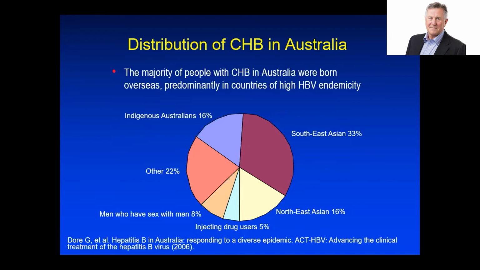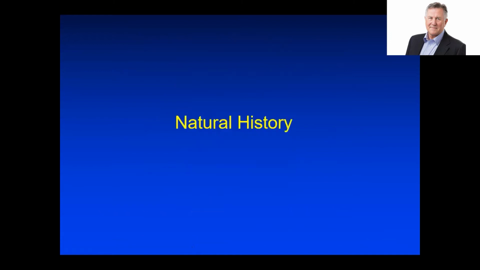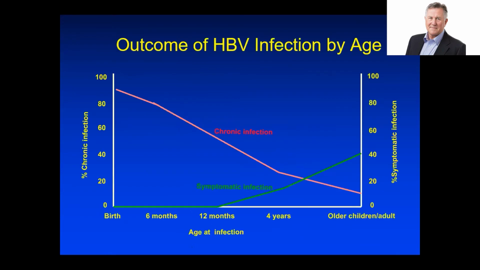Not to forget that Indigenous Australians are highly represented. 16% of cases of Hep B in Australia are Indigenous Australians, and that is important, particularly in an area like Mildura. Importantly, IDUs and MSMs really represent only a very small percentage of our cases, but they are there. Next slide, please. All right, let's move to natural history and how this disease pans out.